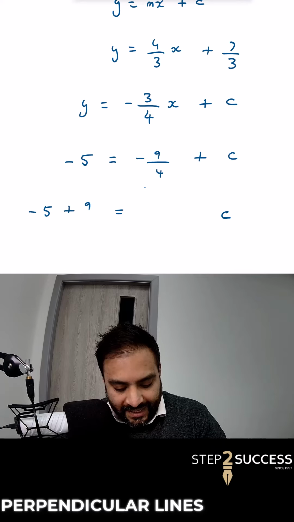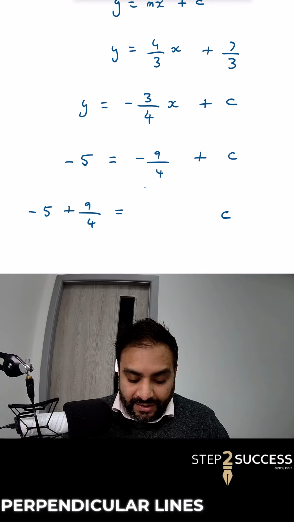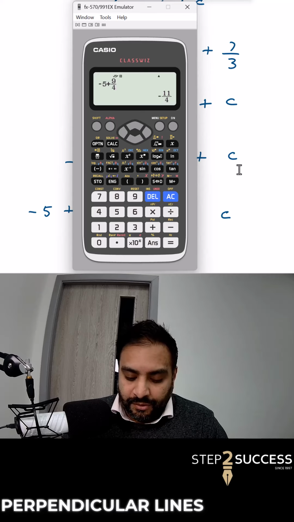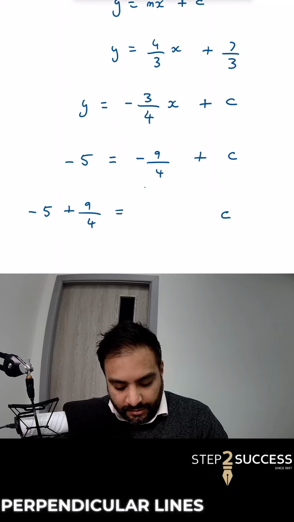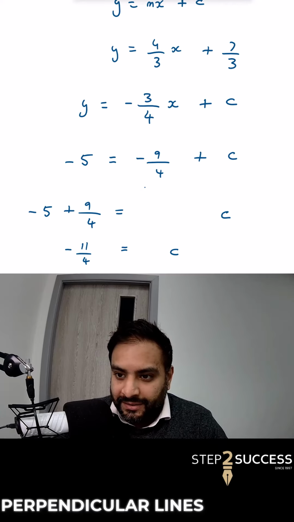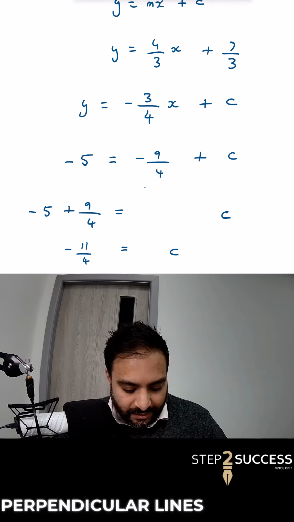Now, this is a calculator paper, so we'll use a calculator to do this next bit. Minus 5 add 9 over 4 gives us minus 11 over 4. So c is minus 11 over 4. There are ways to do that without a calculator, but we've got a calculator, so we'll just use it.